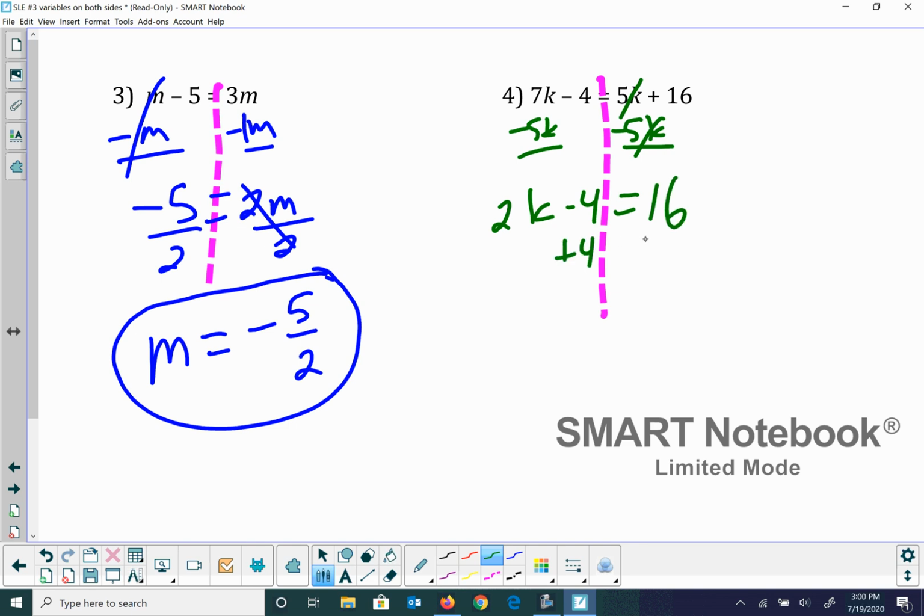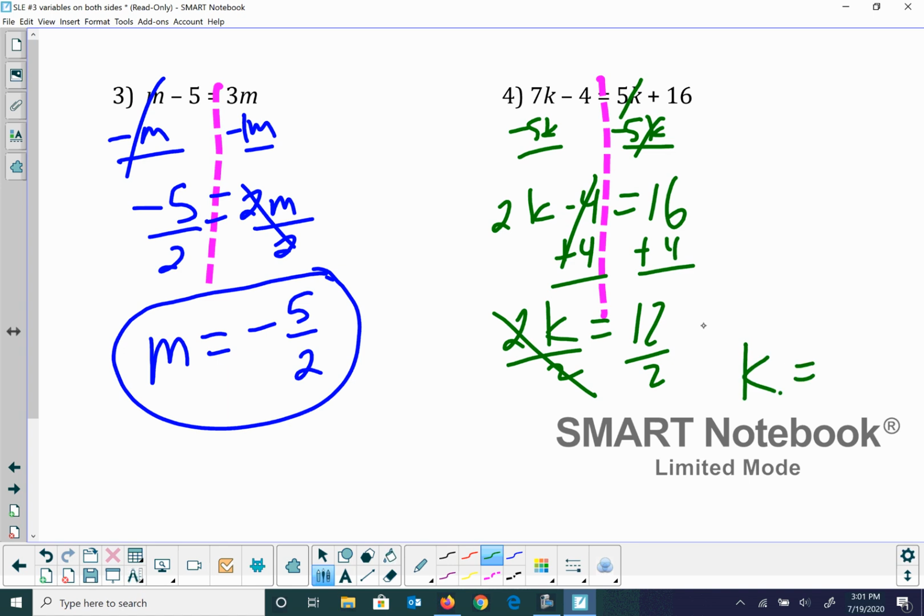Let's move the 4 over by adding it to both sides. Those cancel. So I get 2k is equal to 12. Divide each side by 2. Those cancel. And reduce. If we reduce 12 over 2, we get, that's right, 6.